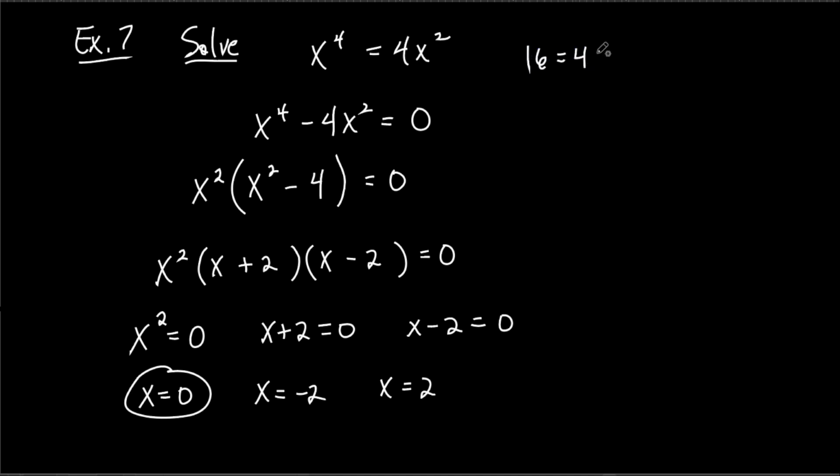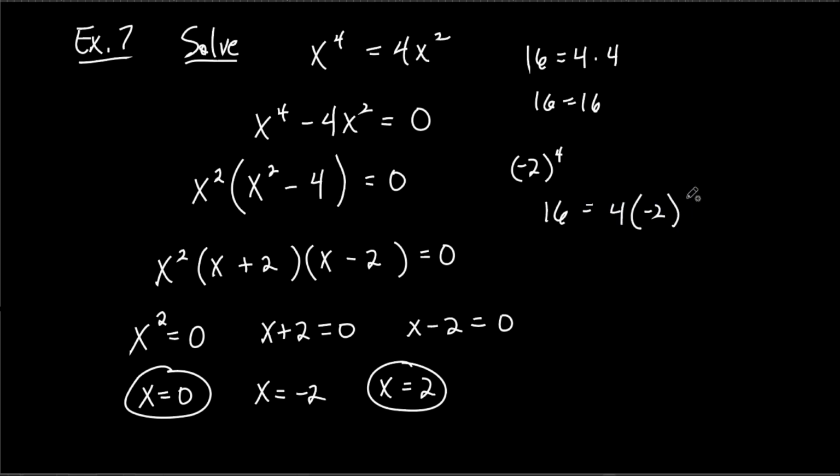Equals 4 times x squared. So 2 squared is 4. Does the left side equal the right side? Does 16 equal 16? Yes, it does. So can I circle that? I can. Let's try negative 2. Put it in for this. What's negative 2 to the 4th? That's also positive 16. Let's put a negative 2 in for this. What's 4 times negative 2 squared?